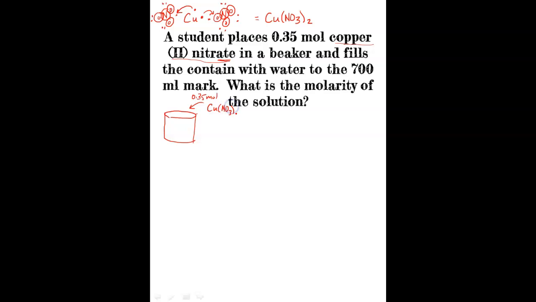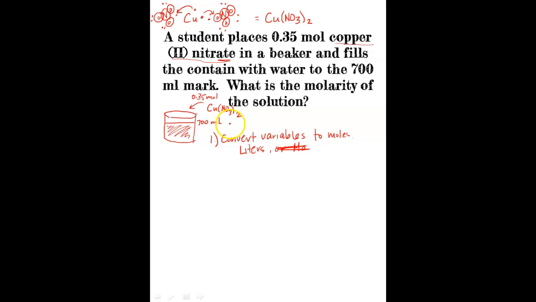So we have placed 0.35 moles of CuNO3 and I mentioned that the volume was going to be 700 milliliters. That's how much liquid we have in here. Now, a couple of things, as I had mentioned in my note. 1, convert variables to moles, liters, or molarity.